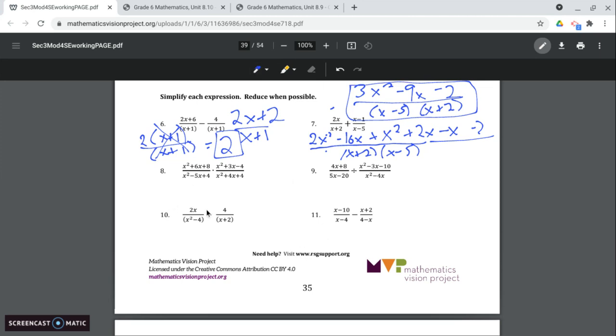So this right here is our answer. We can't simplify that any further. Same idea for these. Now on the ones where you're multiplying, those you can cancel. Same with the division. And remember, same times flip on the division ones. Okay?